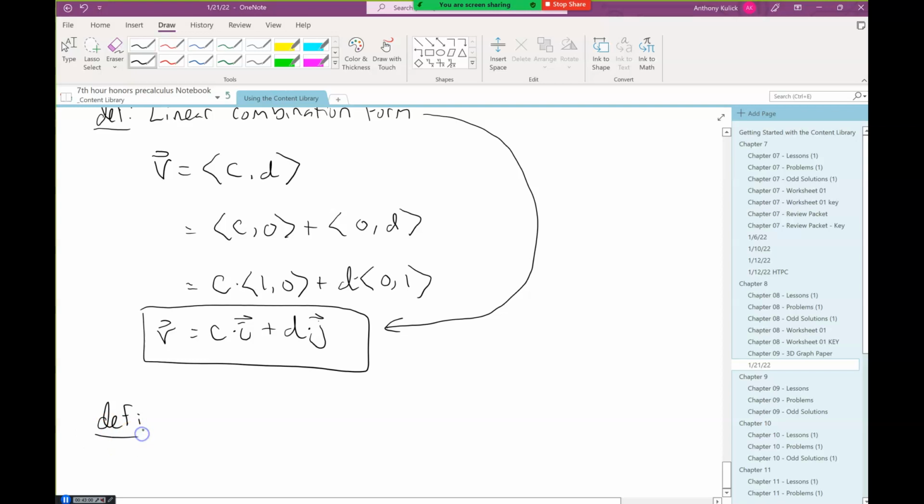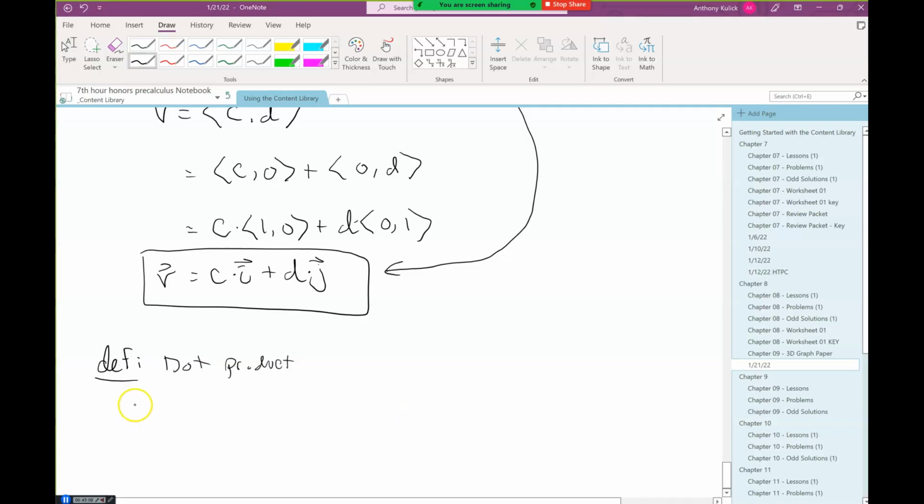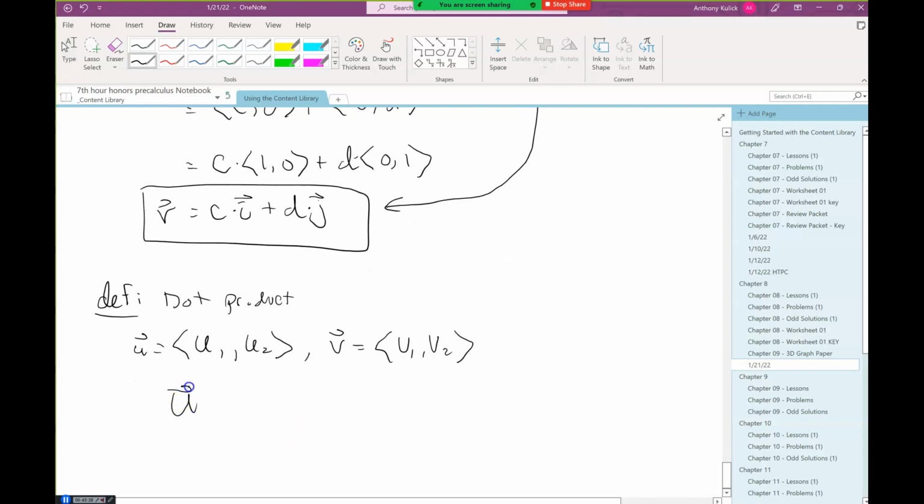Next up, we're going to define a new operation called the dot product. So if I have a vector u that's u1, u2, and a vector v that's v1, v2, we say the dot product of them, which we'll represent as u dot v, is going to be u1 times v1 plus u2 times v2.